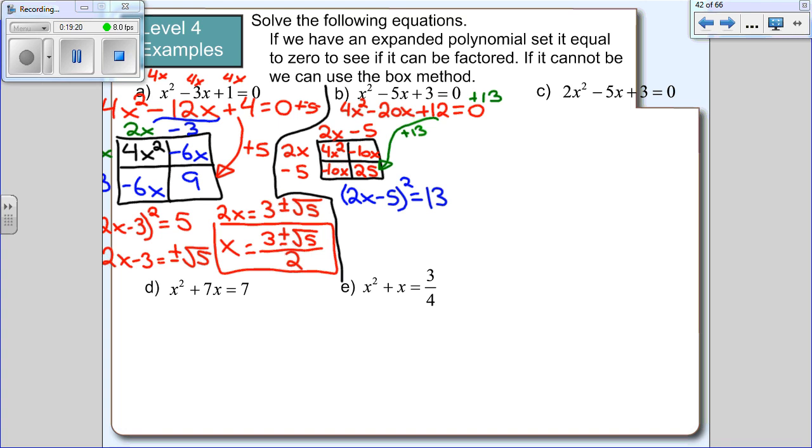Any questions on creating the box? People get pretty good at that. It's then solving this thing where we make a lot of mistakes. So, if you're good at making the box, remember you need to square root both sides. When you do that, please don't forget the plus minus sign.